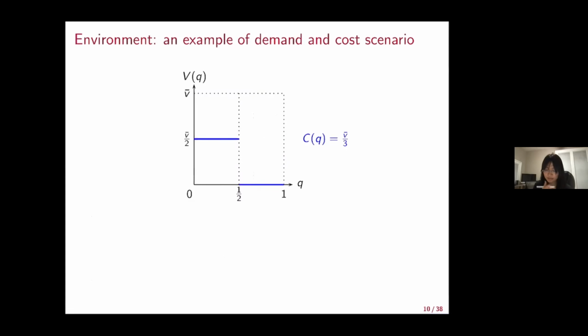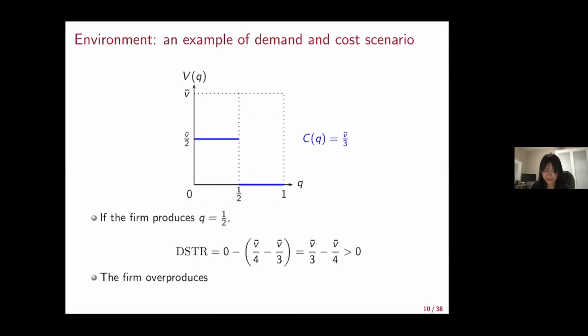Okay, let's look at the second example. This is an example in which the first 1/2 of the consumers have valuation half V bar, and the rest have valuation 0, and the cost of production is 1/3 V bar. So in this market, if the firm actually chooses to produce 1/2, the firm should not produce, right? The fixed cost is too high relative to the total consumer value, which is 1/4 V upper bar. So if the firm actually chooses to produce, the distortion, the maximum total surplus minus the realized surplus, is still a positive number. By definition, distortion is always a positive number. And in this case, we say that the firm overproduces.